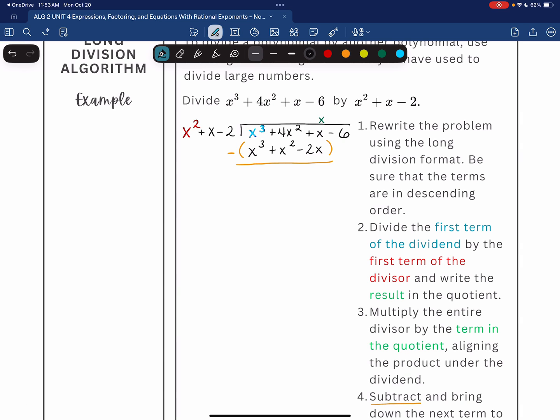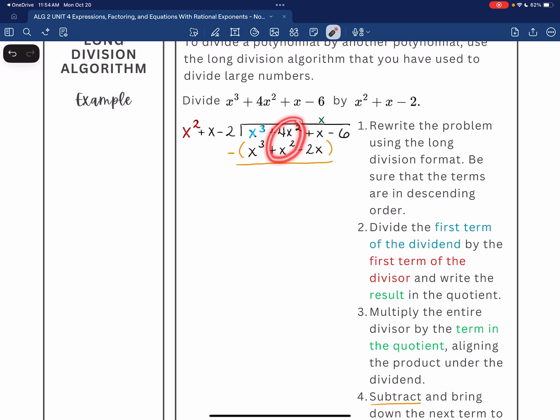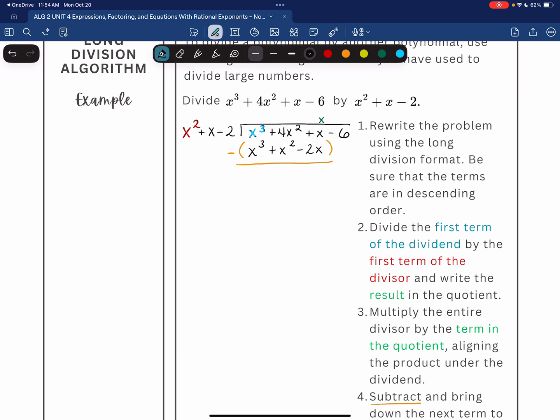X cubed minus x cubed is nothing. There's no x cubed, so those are eliminated. Now, what do we have when we have a 4x squared minus an x squared? That's going to give us 3x squared remaining.